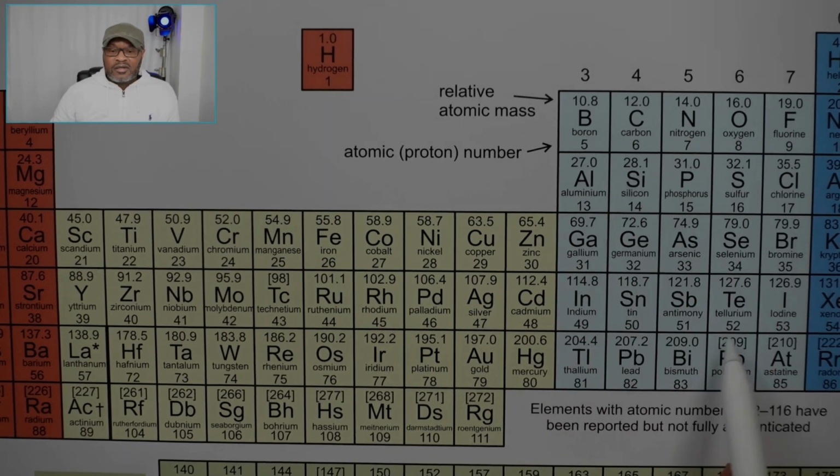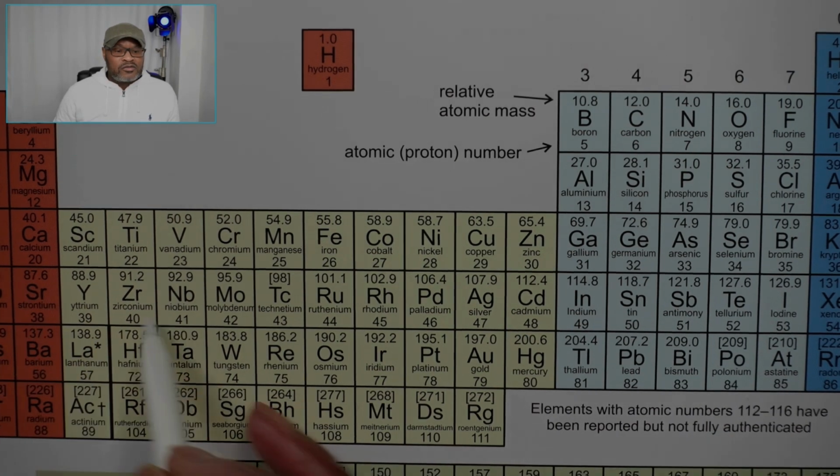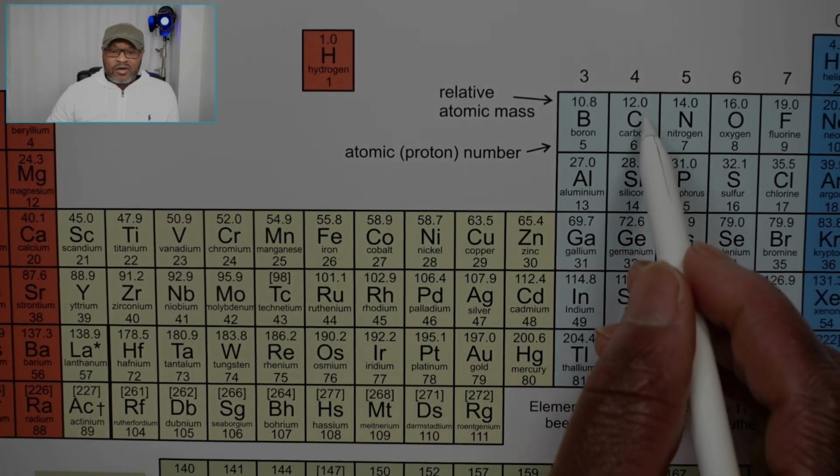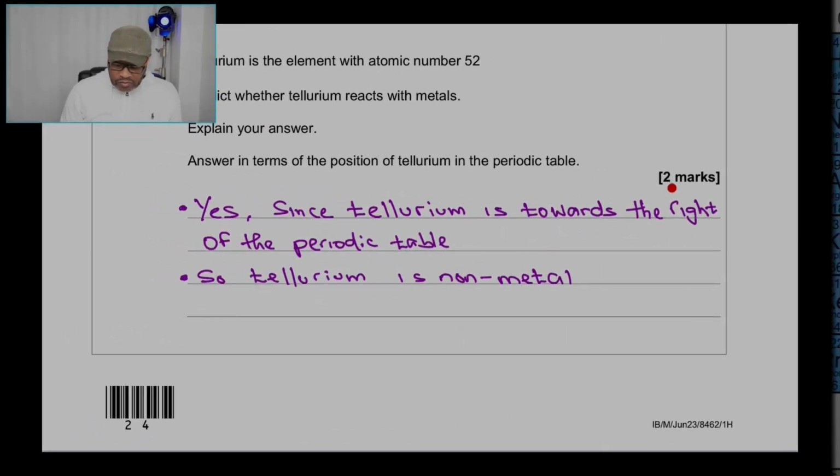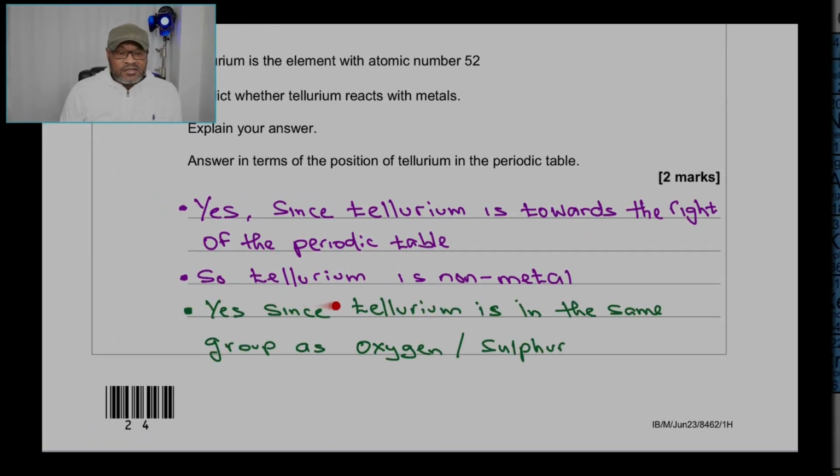Non-metals are here, and that's tellurium, and these are metals over here. And as we go down the table, they become more metallic as well. These are the 2 points that will give you 2 marks. Or you could say, yes, since tellurium is in the same group as oxygen and sulfur, therefore tellurium, just like oxygen and sulfur, will react with metals.